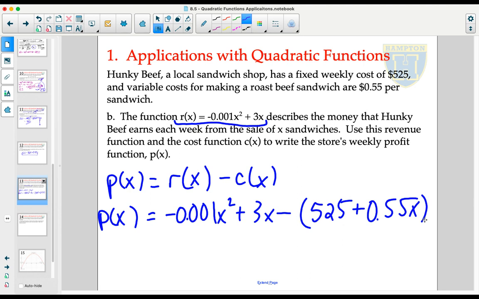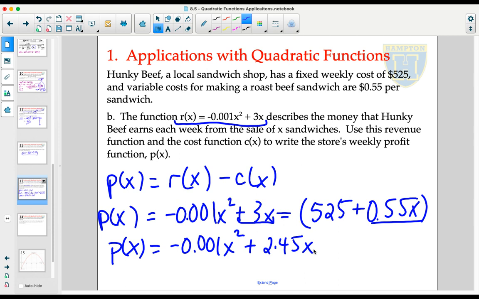Subtracting the cost function from the revenue function, I said that backwards, we're going to leave our quadratic term. 3x minus 0.55x is 2.45x, and then minus that 525 gives us our final profit function.